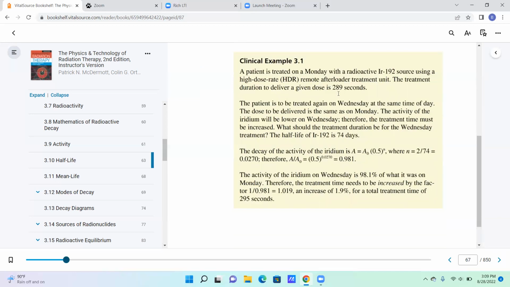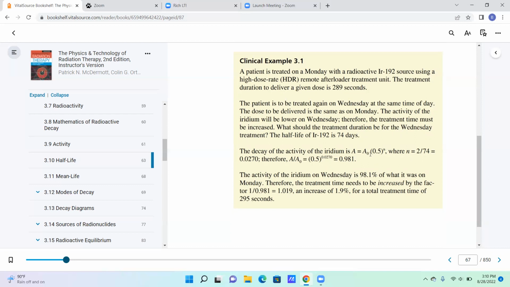So here's a clinical example. You've got a patient treated on a Monday with radioactive iridium-192, and it's using a high dose rate remote afterloader. The treatment duration to deliver a given dose is 289 seconds. You're going to treat them again on Wednesday. Say it's a cylinder, and this is coming back for the second treatment. The dose to be delivered is the same as on Monday. The activity of the iridium will be lower on Wednesday. Therefore, the treatment time must be increased. So what should the treatment duration be?